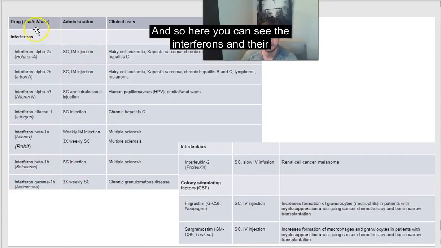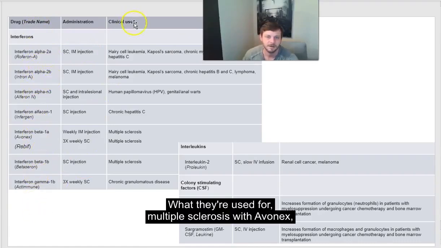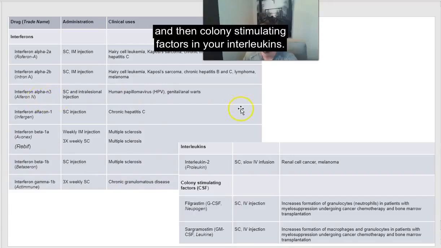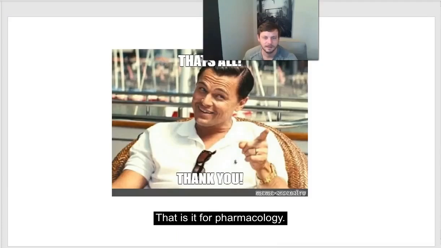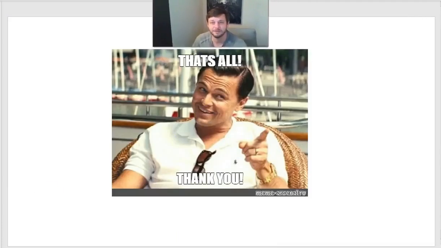And so here you can see the interferons and their trade names, what they're used for: multiple sclerosis with Avonex, Betaseron, HPV for your interferon alpha-n3, and then colony-stimulating factors and your interleukins. And that is it for pharmacology.